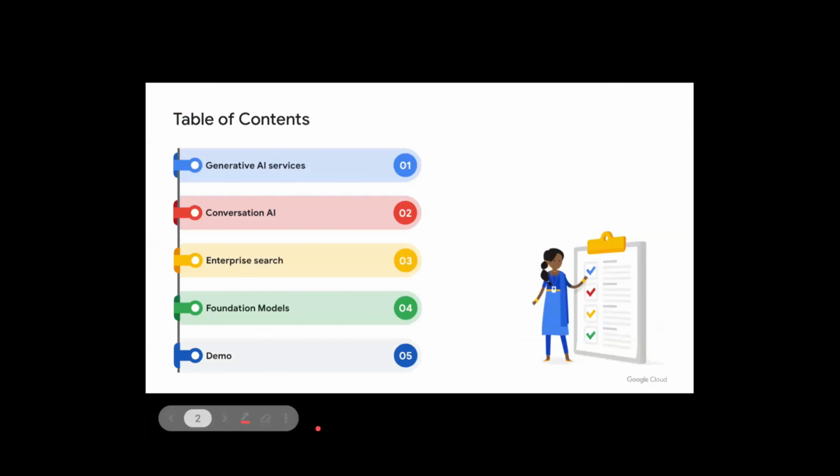So this is the quick agenda. We will look at what the different Gen AI services are, looking at conversation AI, enterprise search, and foundation models, which are the core services of Gen AI from Google, and a quick demo of all these capabilities.